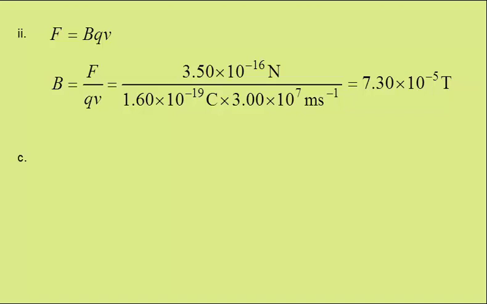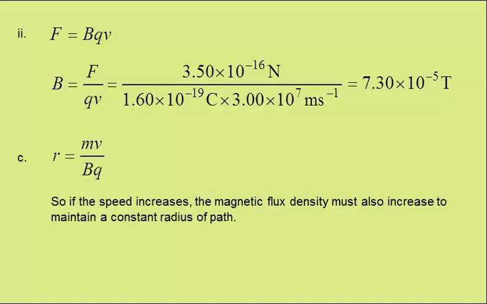In C, we're told the speed of the protons gradually increases as their energy is increased by the LHC. We need to state and explain how the magnetic field in the LHC must change as the speed increases. Well, radius is given by this expression as we found previously. So if the speed increases, the magnetic flux density must also increase to maintain a constant radius of the path.